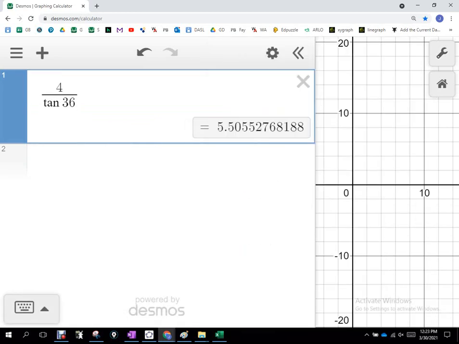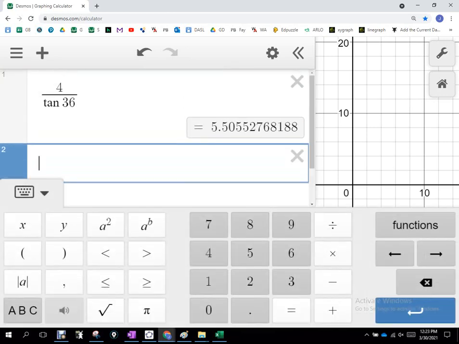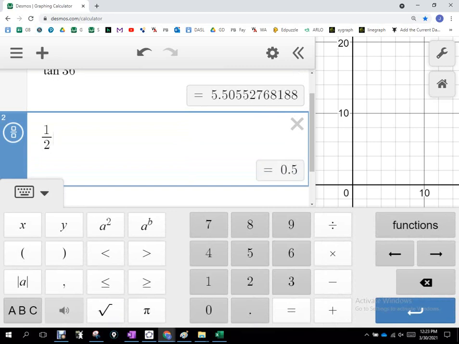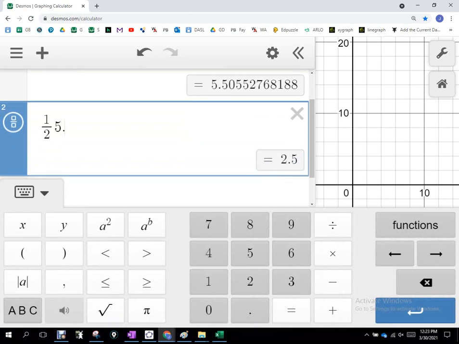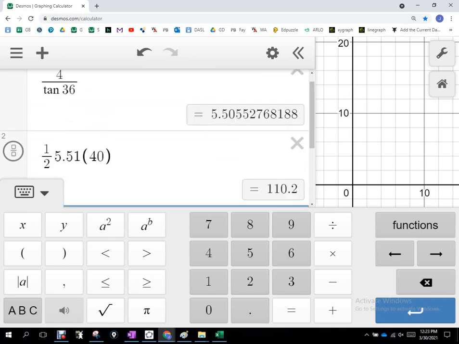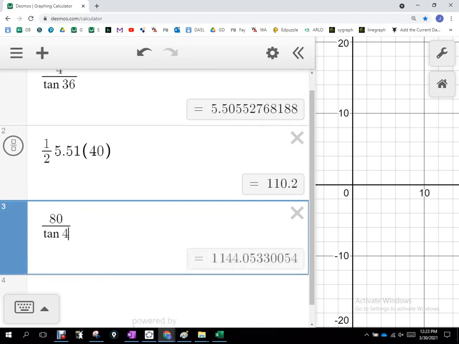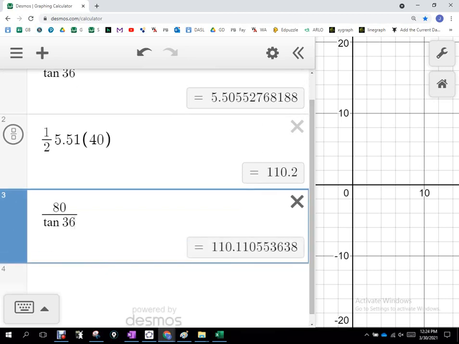Okay? So we know that our apothem is that length. And they then take and say, okay, well, I gotta go 1/2 my apothem. Someone should say it's 5.51, and then multiply it by the perimeter of 40, and they get that. Okay? But in all actuality, if they would have just left it as 80 divided by tangent of 36, you see better precision here than what you had there, right? Does that make sense to everybody? Okay.